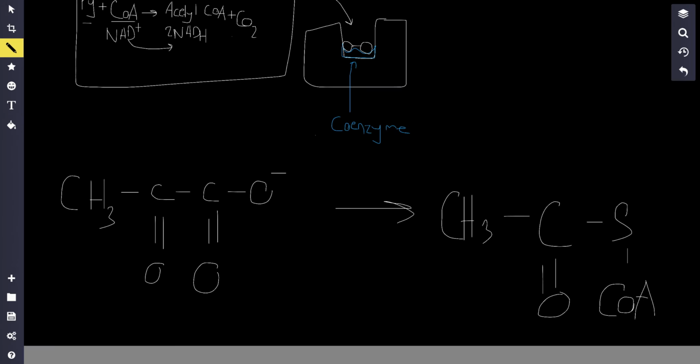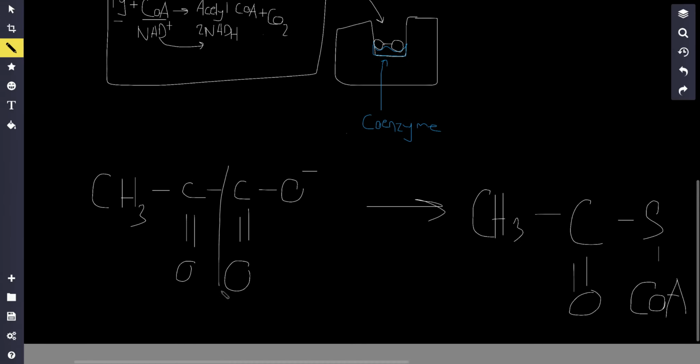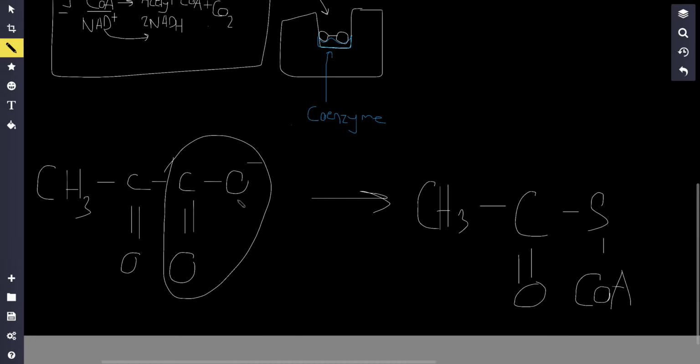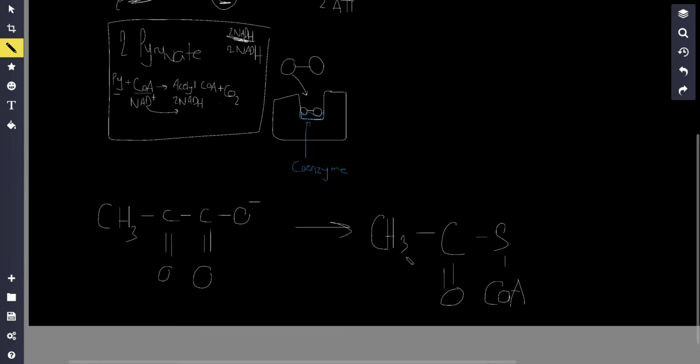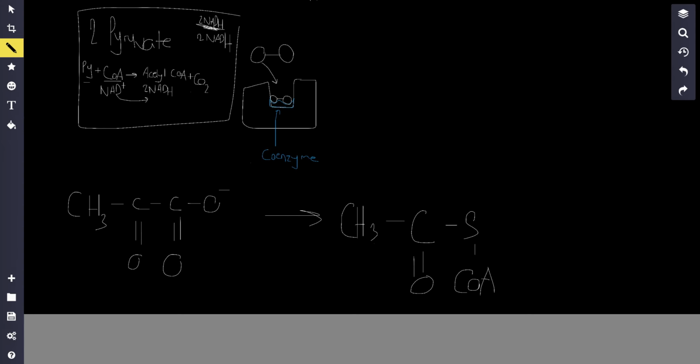So let's visualize what's happening here. Right now, this is pyruvate. And what's essentially happening is we are removing this CO2 right over here, and we're replacing that with sulfur and the coenzyme A part. So this is something known as the link reaction. This is also something known as decarboxylation, and this is because a carboxyl group is removed from pyruvate.